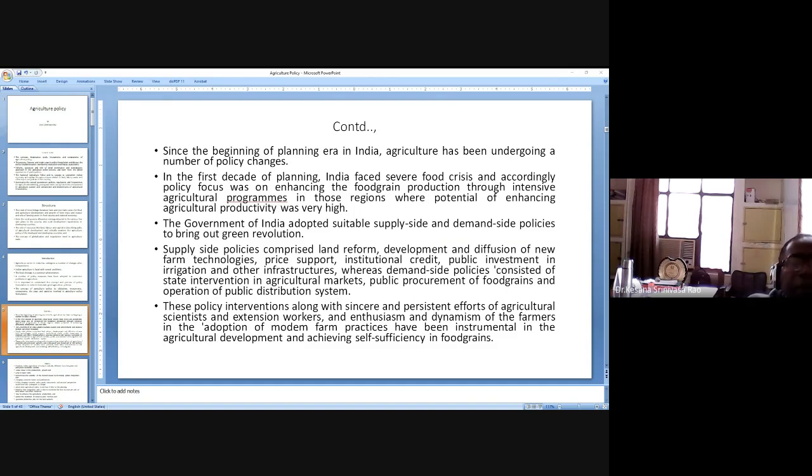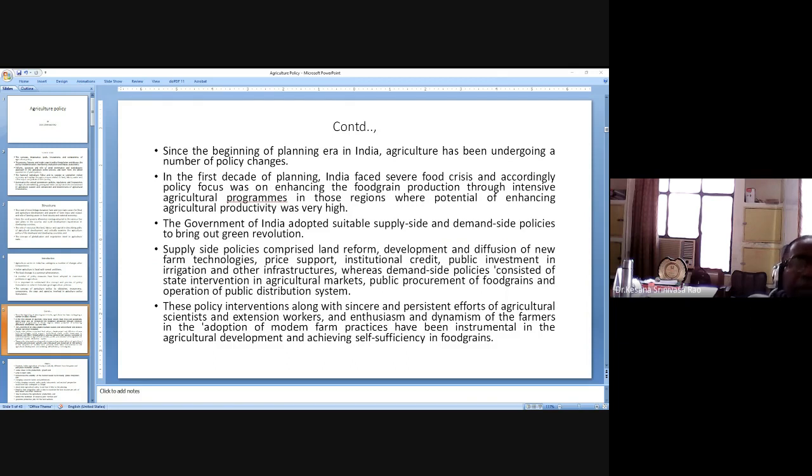And what policy changes took place? We have seen that in the first decade of planning, India faced a severe food crisis, and accordingly the policy focus was on enhancing food grain production. During the first decade of planning, the question was how to overcome the food shortage, and how to enhance the production of agricultural products.